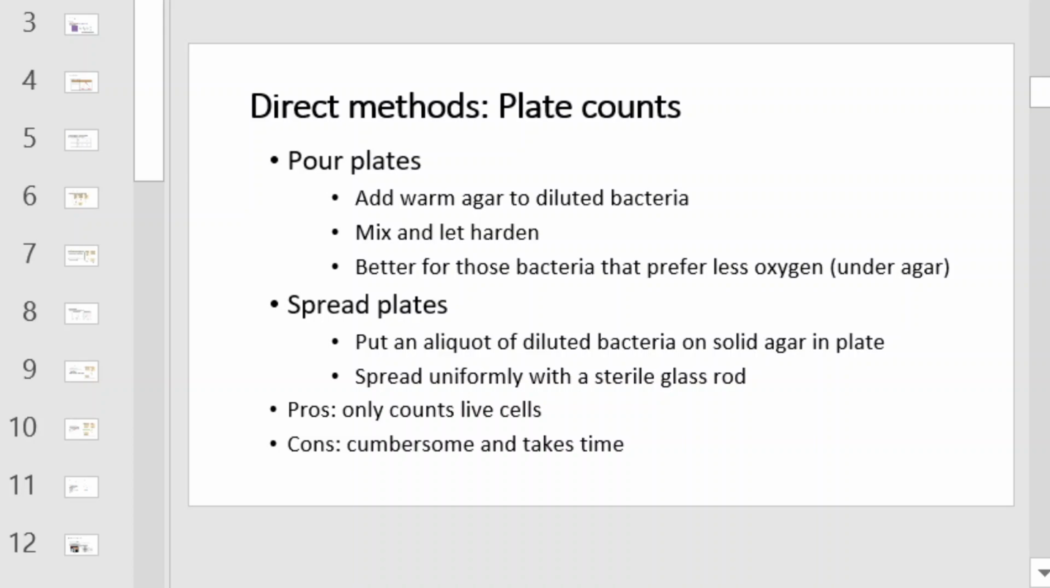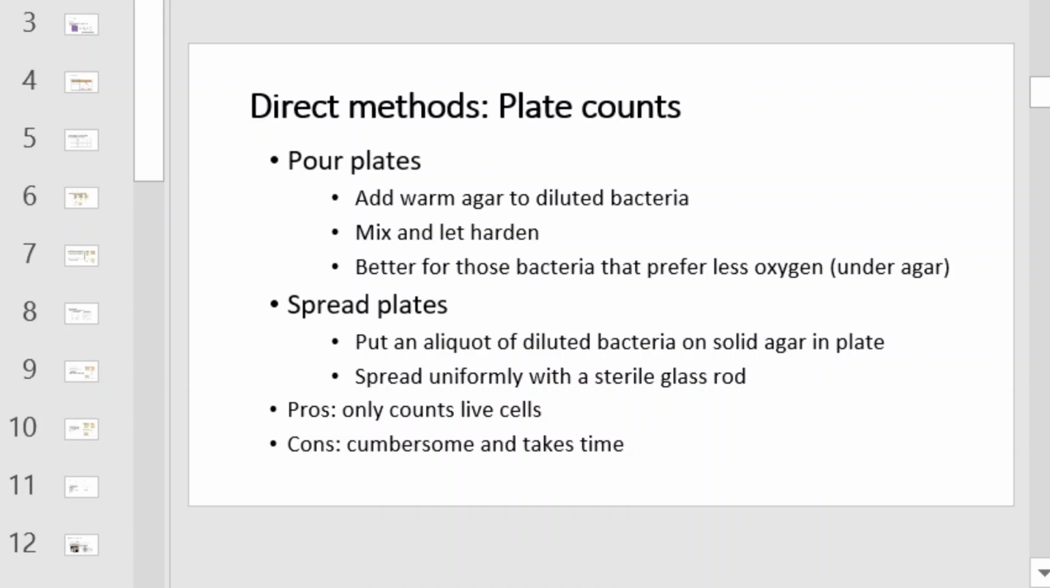Plate counts can also be used in direct quantification studies. A pour plate involves using warm agar to dilute the bacteria. We then mix and let it harden. It's better for those bacteria that prefer less oxygen under agar.